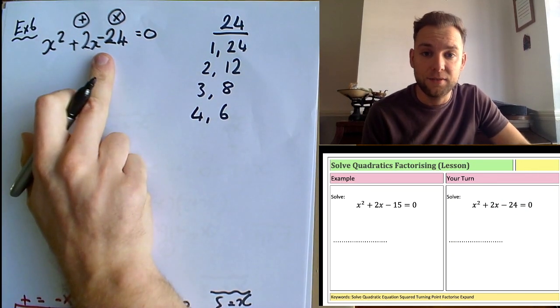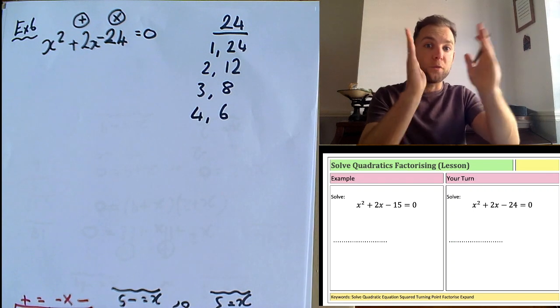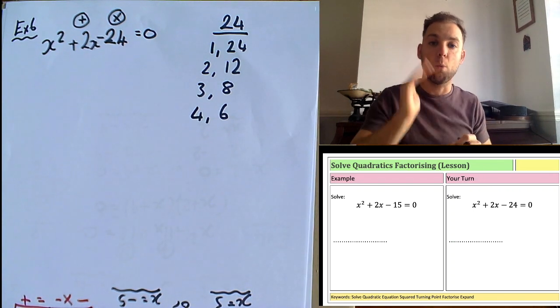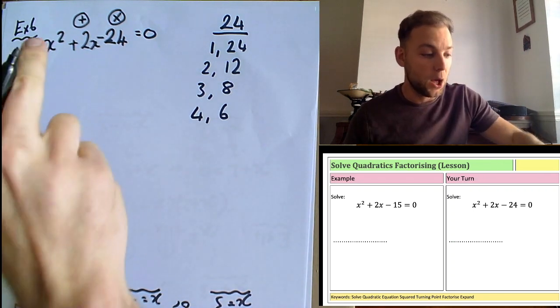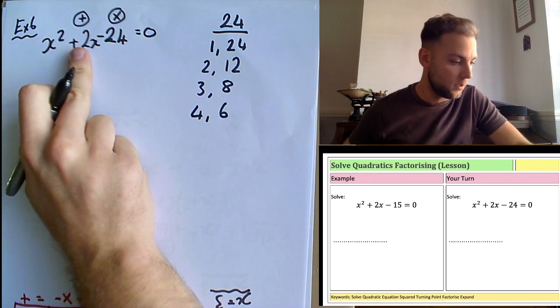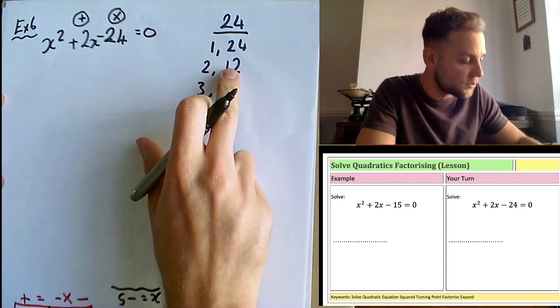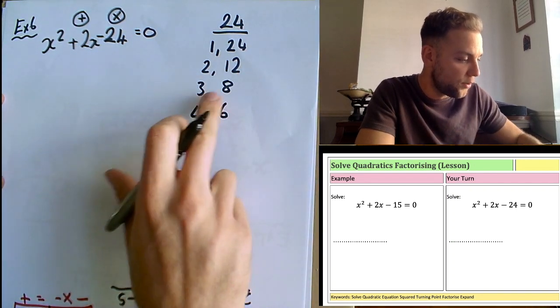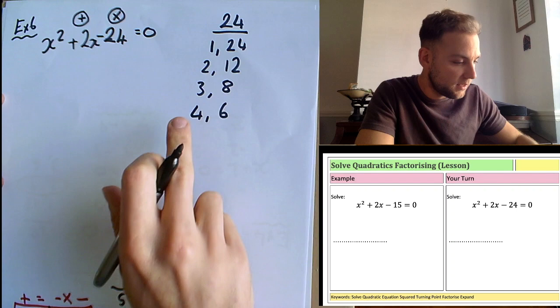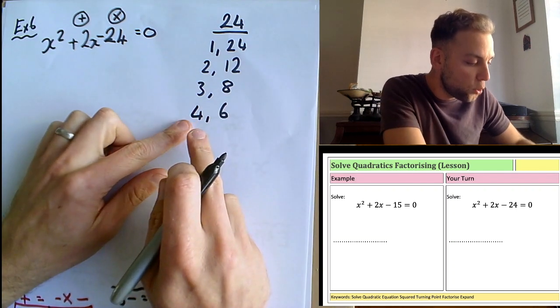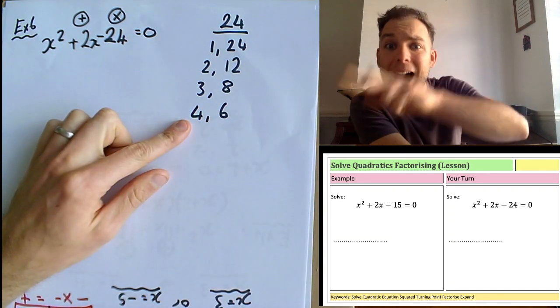Because this is negative, I know that the symbols on both my numbers must be different. So I want one positive and one negative to make positive 2. So positive and negative, well, it's not this one. 2 minus 12 is minus 10, no. 3 minus 8 is minus 5, no. It's going to be here. So plus 4 minus 6 is minus 2.